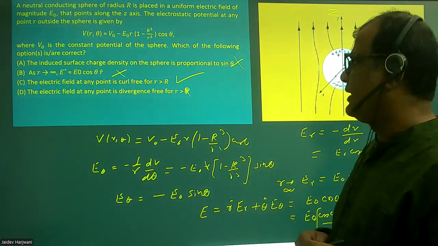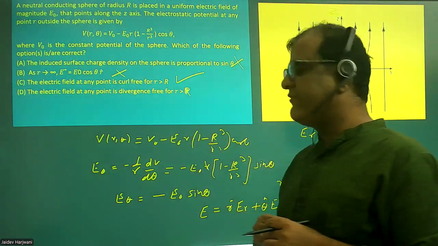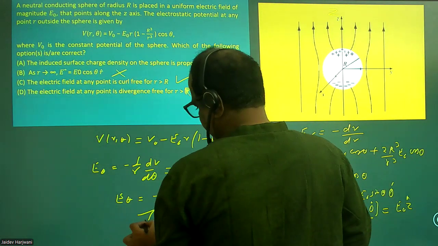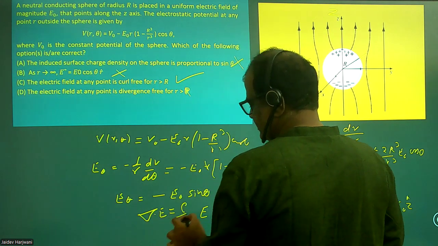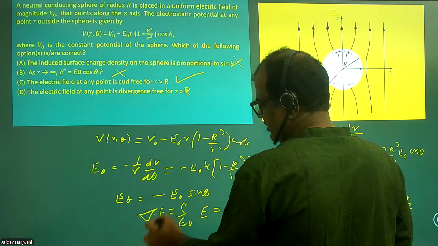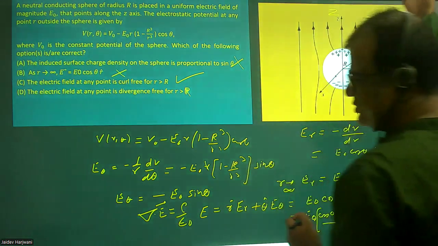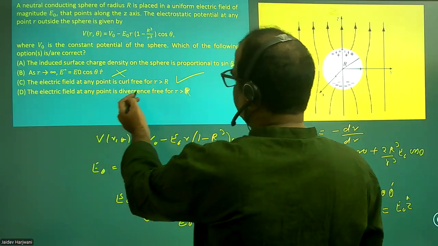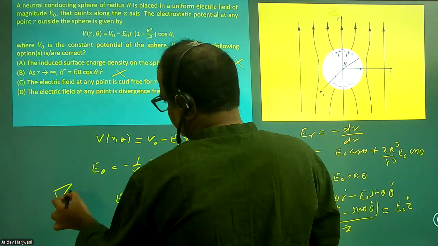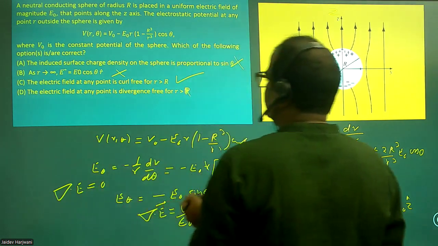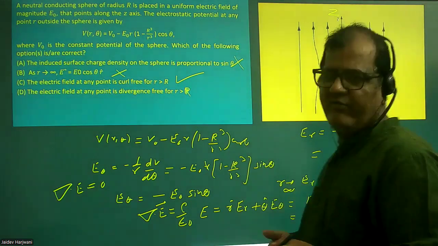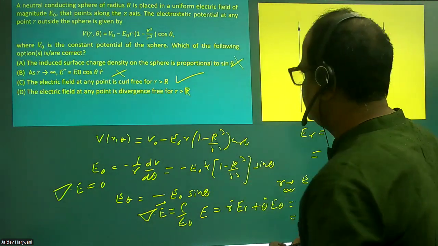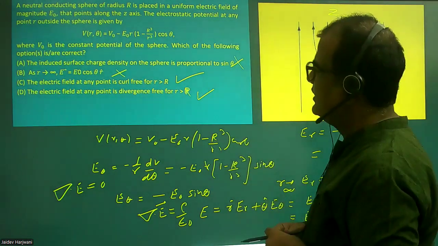The last option says the electric field at any point is divergence free. If you go outside, del dot E is rho upon epsilon naught, and rho is already 0 because outside there is no charge. So the electric field should be divergence free, so divergence should be 0. Anyway, this is the electric field in straight lines in the z direction, so there should not be divergence. So this option is also correct. So options C and D are correct, while A and B are wrong.